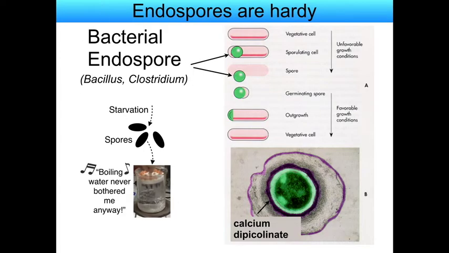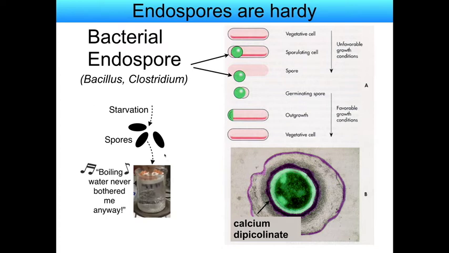Lastly, there's endospores. Endospores are very hardy forms of bacteria that are difficult to kill. They're found in both Bacillus and Clostridium genera. So these organisms form endospores in response to unfavorable growth conditions, typically starvation. And once they form spores, they can live in nature for decades, if not hundreds of years.